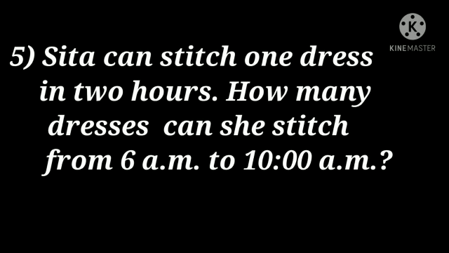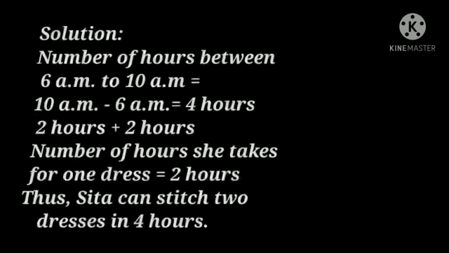Next one. Sita can stitch one dress in 2 hours. How many dresses can she stitch from 6 am to 10 am? So my dear students, here they have given us the time taken by Sita to stitch one dress, that is 2 hours. We have to find out how many dresses she can stitch from 6 am to 10 am. So let us go for solution.